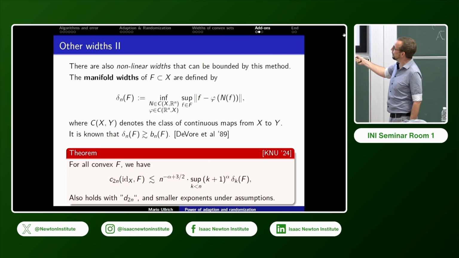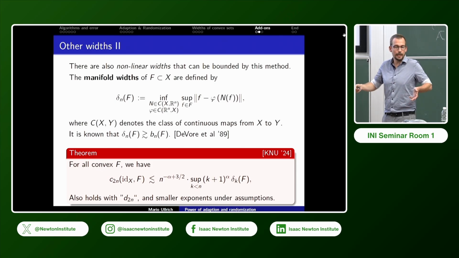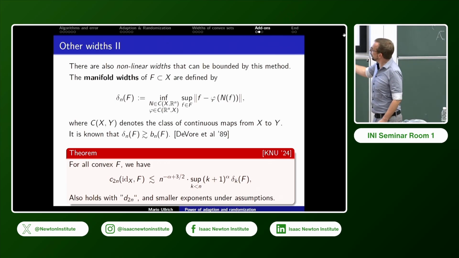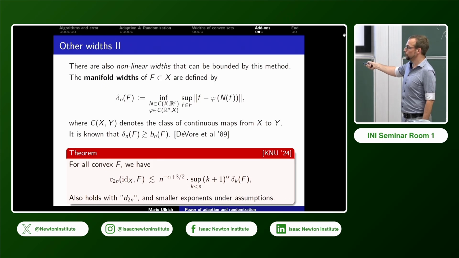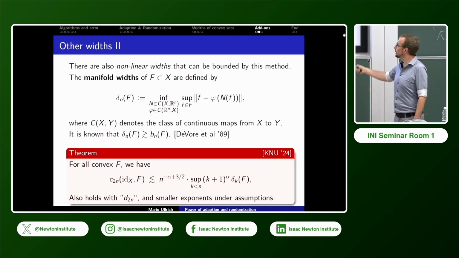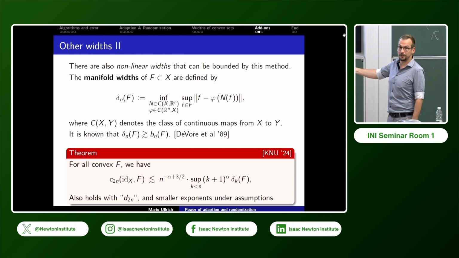So instead of taking linear information mappings, you just take continuous mappings. You're allowed to take arbitrary continuous information, like the phase of something. It could be the absolute value of a linear information, but this is a stupid example. But you might think of arbitrary continuous parameterizations of a manifold, and this is then the kind of parameterization you're using. And it's well known that the manifold widths are lower bounded by the Bernstein numbers. This was proven already by DeVore in the 90s and others. And by all our comparison theorems, we can say that these manifold widths cannot be much smaller. So this concept cannot be much better than the concept of non-adaptive deterministic algorithms. And with much better, I mean again the factor 3/2, or smaller concepts under assumptions.